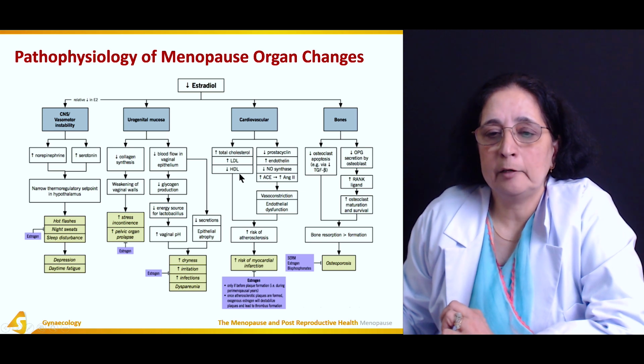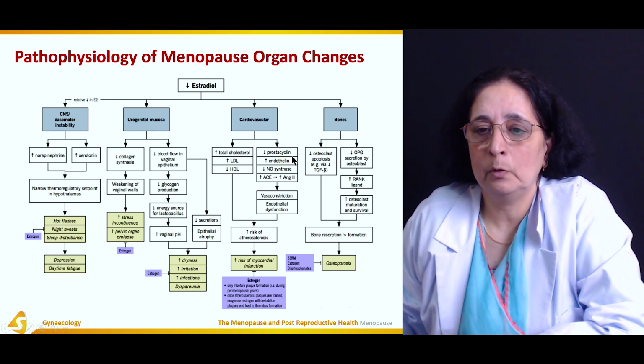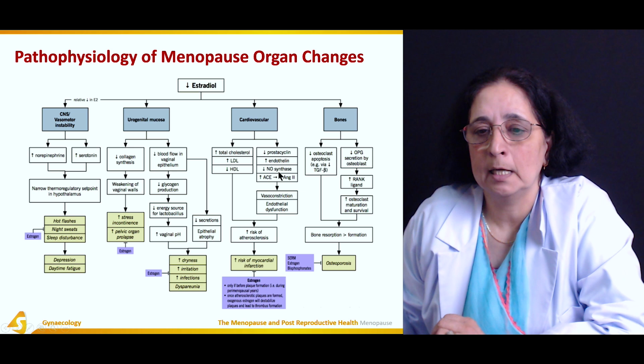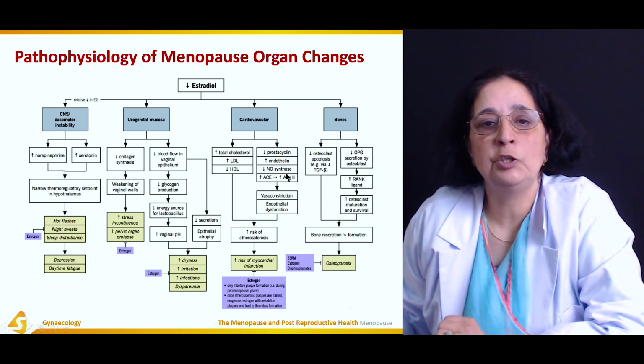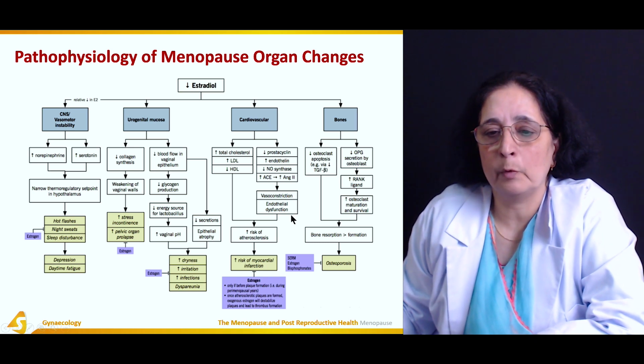In the heart, there are different changes, mainly an increase in the cholesterol level, an increase in low density lipoprotein, a decrease in high density lipoprotein, a decrease in prostacyclin, an increase in endothelin, and a decrease in nitric oxide synthetase. All these changes can lead to vasoconstriction, or the narrowing of the blood vessel.